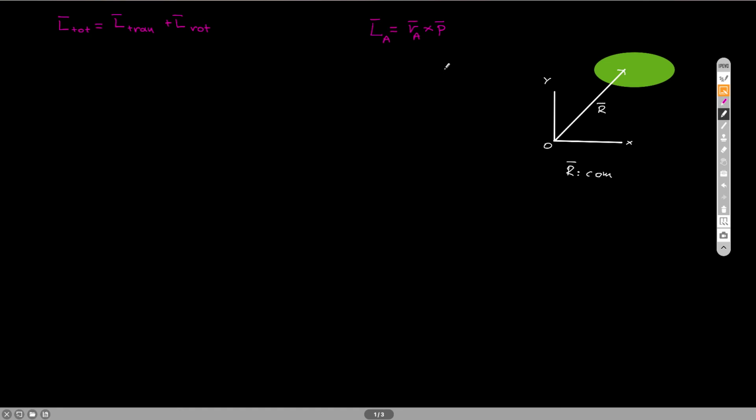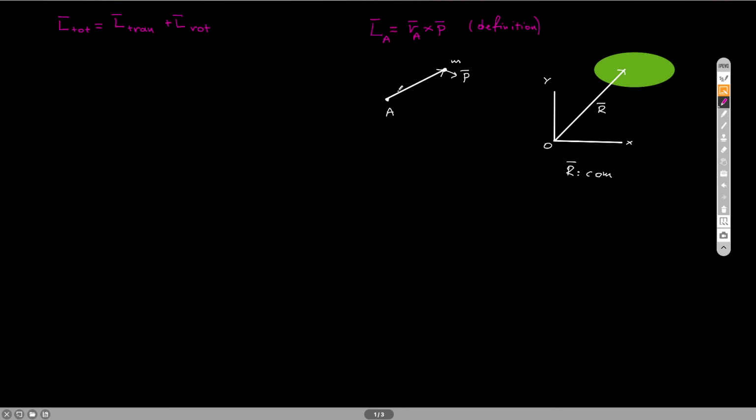So let's say I have a point particle here, and it has a mass and it has a momentum. If this is my reference point, location A, then the vector r will have the tail at my reference and the tip at the point where my particle is. Okay, so it is important to understand this is the definition of angular momentum for a point particle.